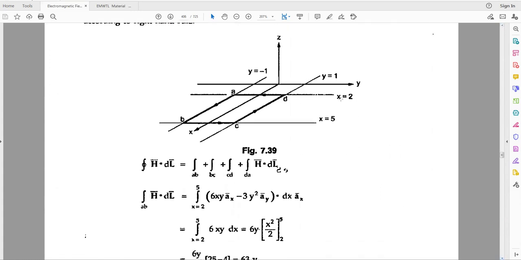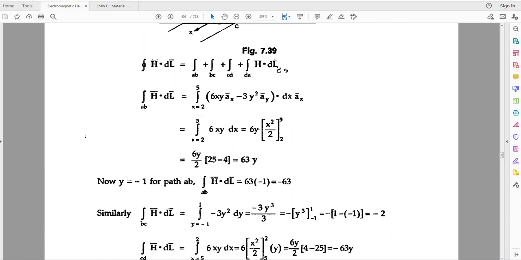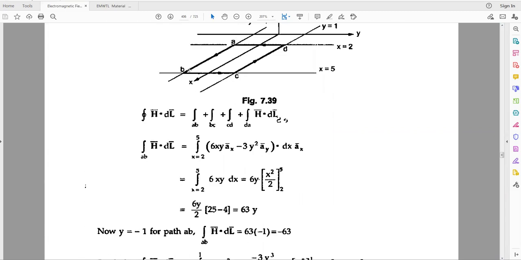The point is x from 2 to 5, and y is equal to minus 1 to 1, and it is at z is equal to 0. So x is from 2 to 5. The given function h bar is in the ax bar direction. Since the AB path is in the x direction only, we take dx into ax bar.